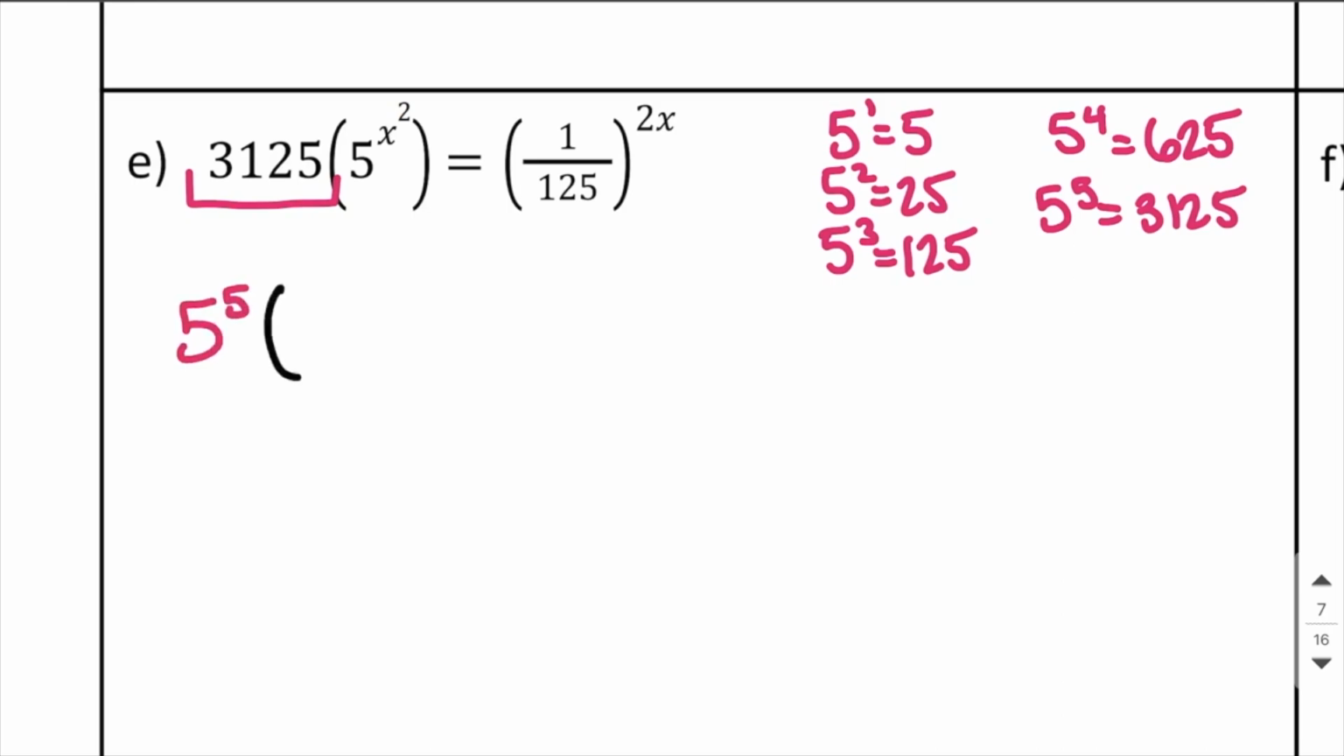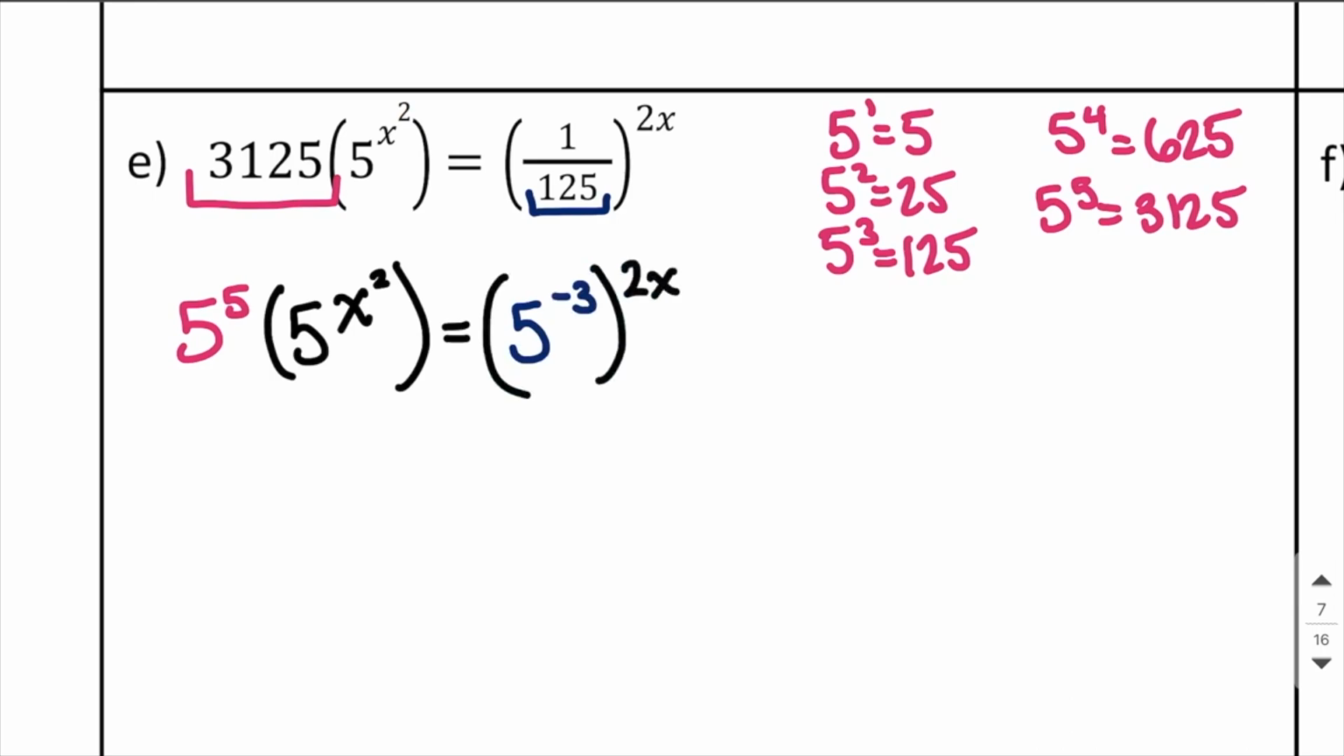And that's going to get multiplied by 5 to the power of x squared. And then that's going to equal, and then I can rewrite 1 over 125 as 5 to the power of negative 3, and that's being raised to the power of 2x. And now I'm just going to apply my exponent laws so that I can get a single term with a single base on each side. So here, because I have multiplication, I need to add these exponents.